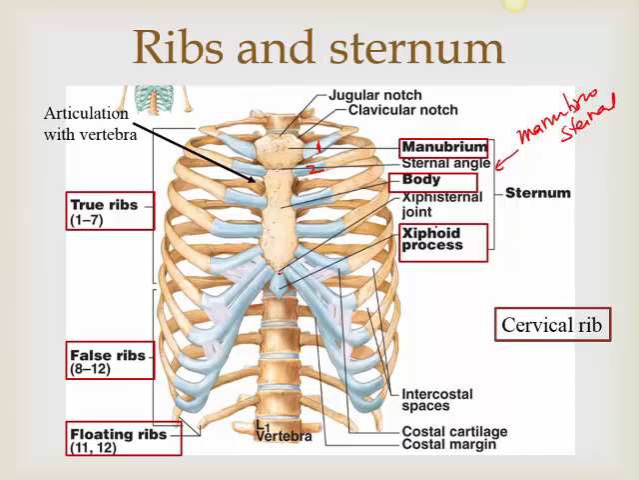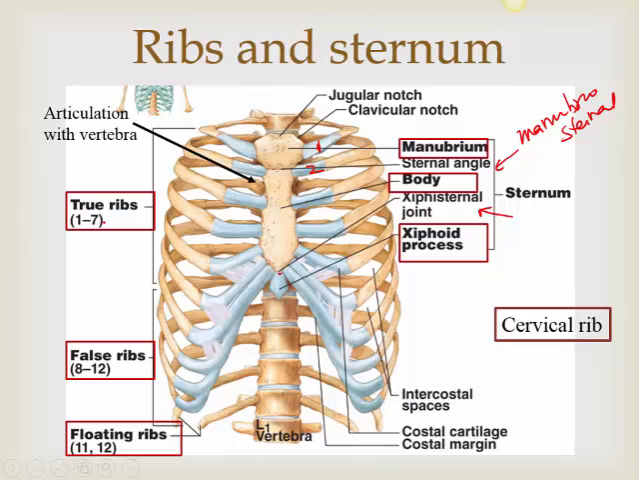And this joint here is called the xiphisternal joint. So the sternum is really made of three pieces with a joint between them. Then we have 12 pairs of ribs. At the ends of the ribs you have a bit of cartilage, which is hyaline in nature, known as the costal cartilage.